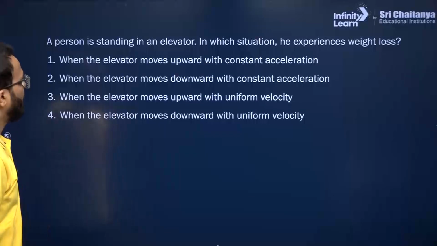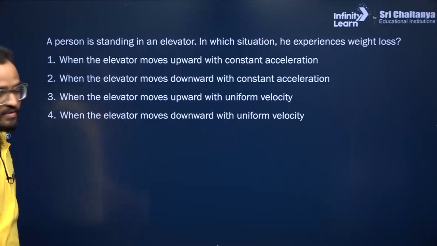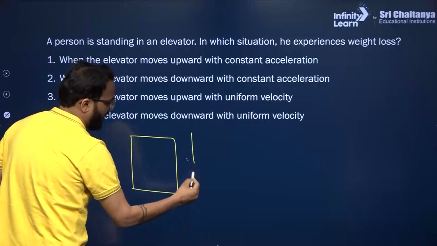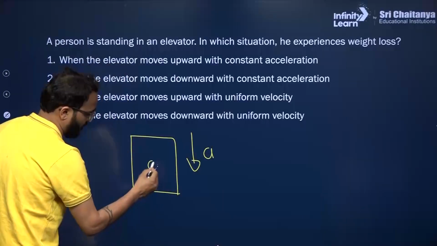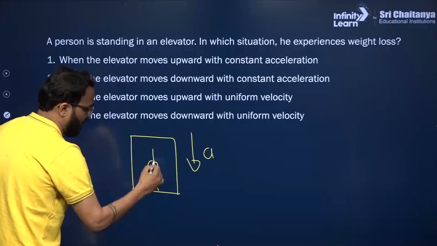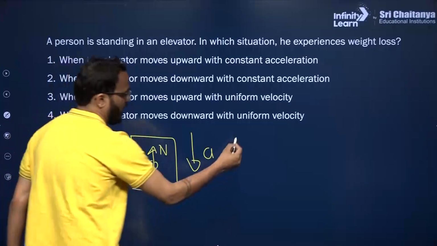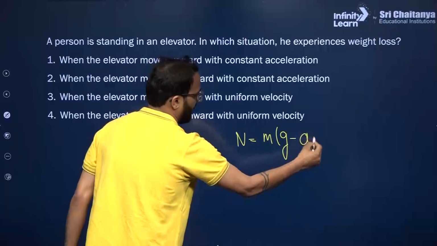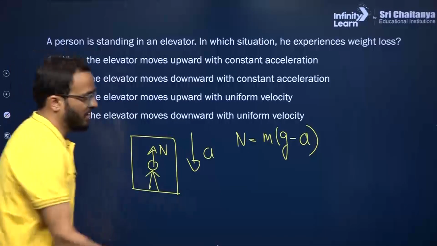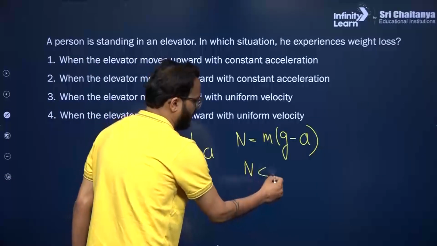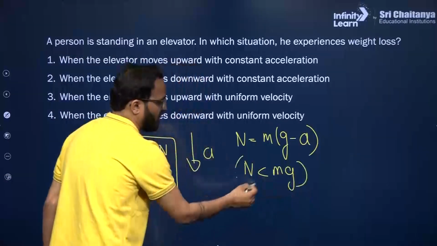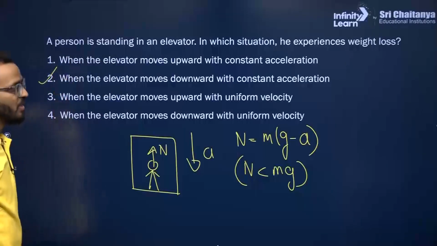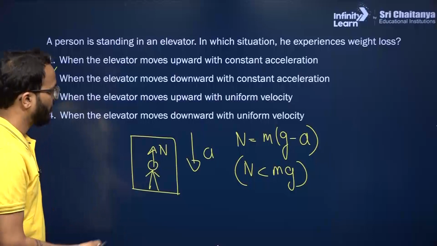A person is standing in an elevator, in which situation he experiences weight loss? It's very simple. We all know that when the lift is accelerated downwards, then the normal reaction acting on the body will be m times g minus a when it is coming down. And when N is lesser than mg, then the person will start feeling weightless. Okay, so when the elevator comes downward with a constant acceleration.